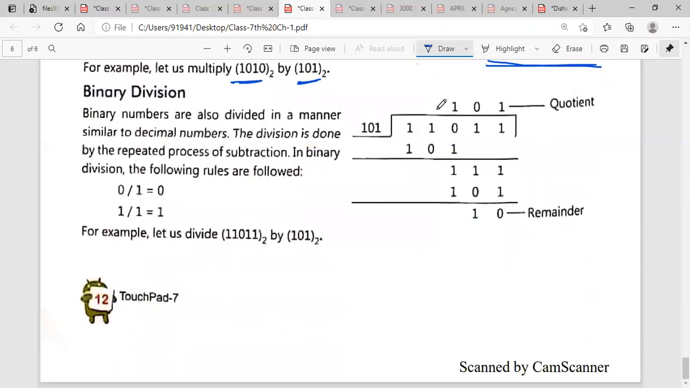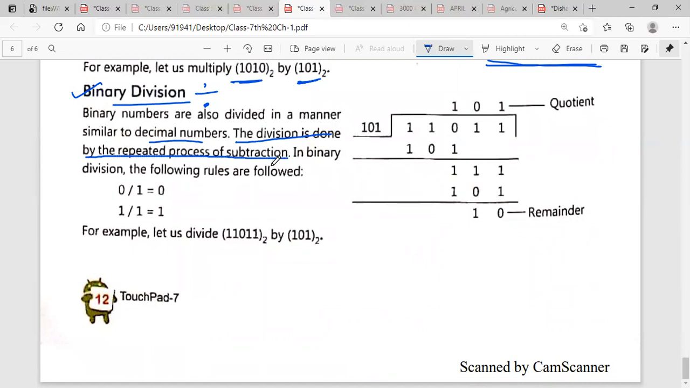Okay, now your last topic is left, that is binary division. How will we do the division in case of a binary number? Okay, now binary numbers are also divided in a manner similar to decimal numbers. We will do the division the same as a decimal number. Division is done by the repeated process of subtraction. Okay, here we will do division by using the repeated process of subtraction.